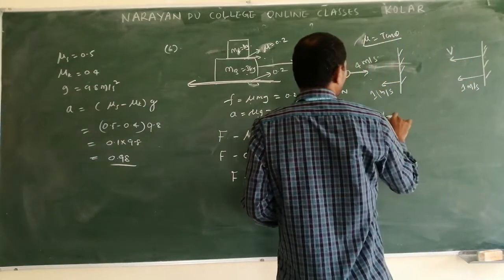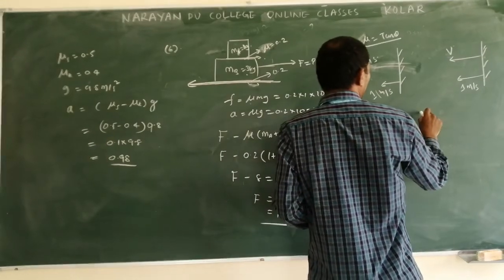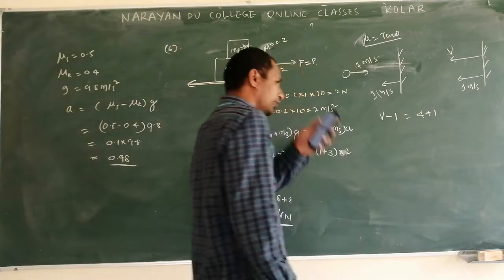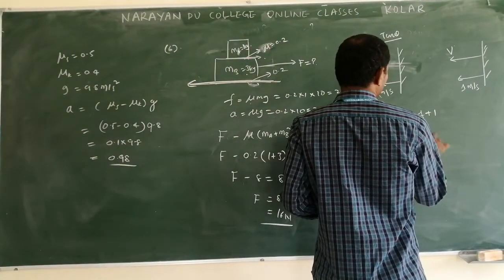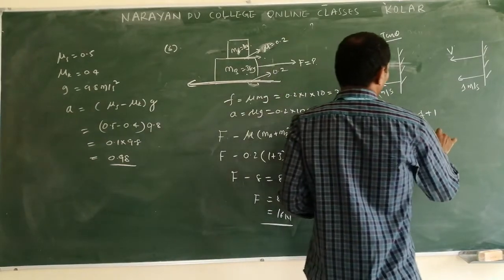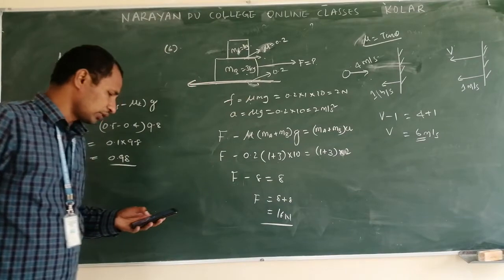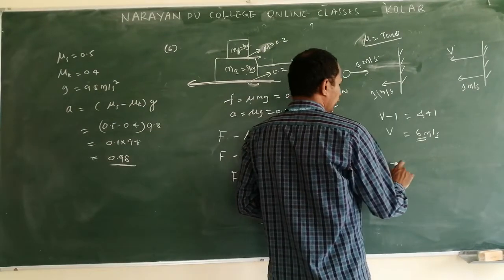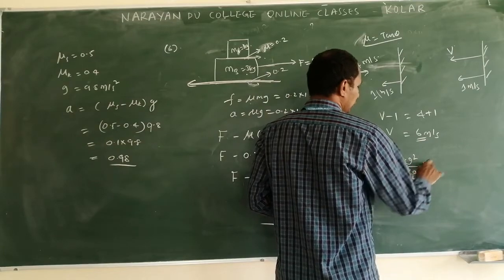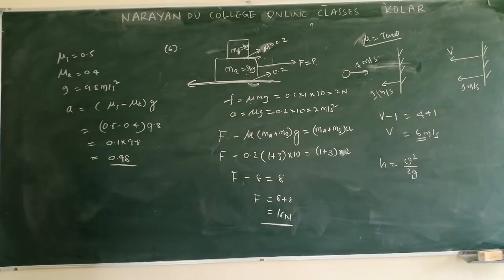So V minus 1. These are moving in opposite direction, then this will be 4 plus 1. Okay, then V is equal to 6 meter per second. Okay, the 10th one, it depends on the kinematic equations. The height is equal to v square by 2g. Clear? Resistive force is the same on both blocks, so they attain the same height.